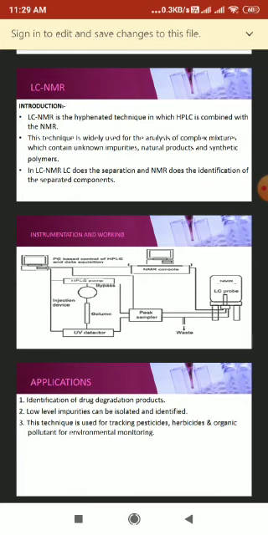Applications of LC-NMR. First application, identification of drug degradation products. Second application, low level impurities can be isolated and identified. And third application, this technique is used for tracking pesticides, herbicides and organic pollutants for environmental monitoring.